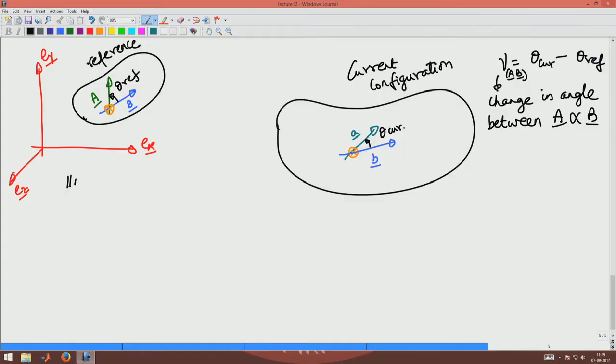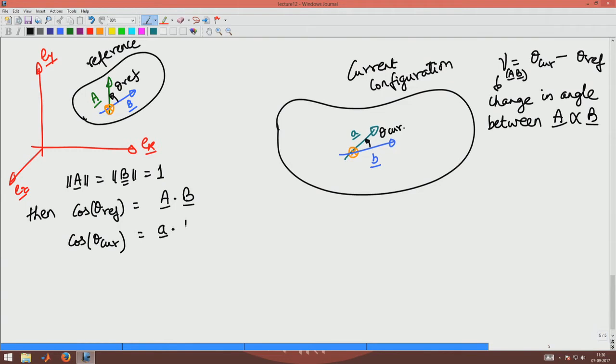I can use the dot product to find the angle between two direct line segments. In particular, norm of A will be equal to norm of B equal to 1, because they are direct line segments along that direction. Okay. So, the norm of A and norm of B would be 1, then cos theta ref would be A dotted with B. Okay. Similarly, cos of theta current would be small a dotted with small b divided by norm of a and norm of b.